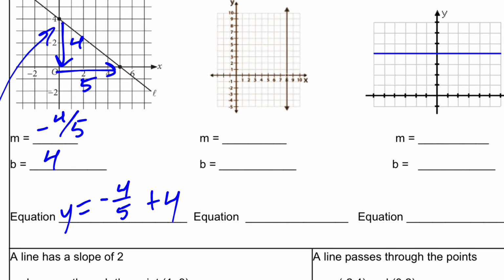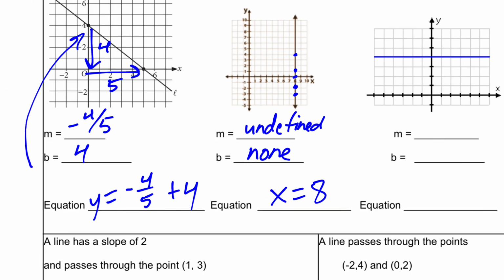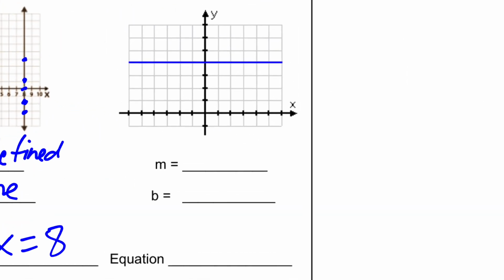For my vertical line, the slope is undefined. And the b value, or where it crosses the y-axis, is there's none. It'll never happen. For the equation, I write x is equal to 8, because any point on this line has an x value of 8. For this horizontal line, the slope is 0, and the b value is here at 4. My equation is y is equal to 4.